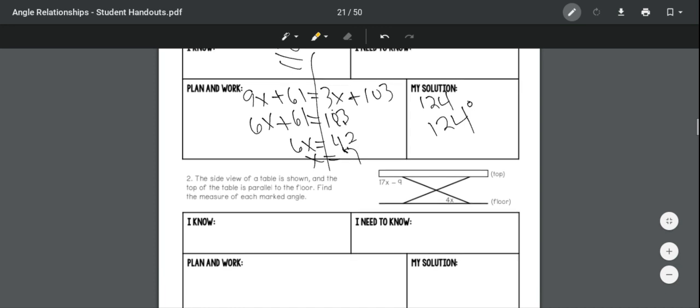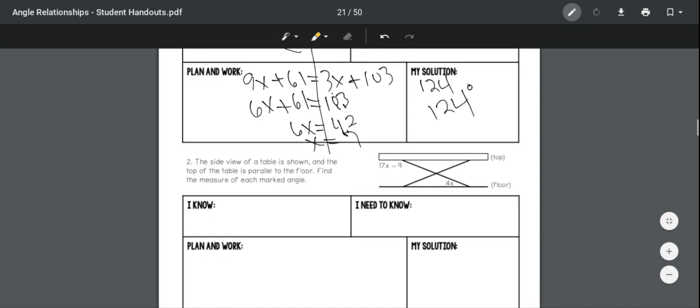Okay, next one. This one's kind of tricky. You might have to turn your paper. So it's saying that the top of the table is parallel to the floor. So those are your parallel lines, and then each of these crosses, those are transversals. So they're giving us angles, and you have to kind of look at it for a while, but if you turn your paper, you can tell that the 4x is an interior angle to the parallel lines. And so if this is 4x, we know that this little part is 4x because those would be alternate interior.